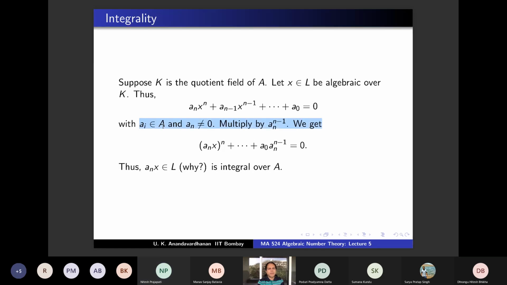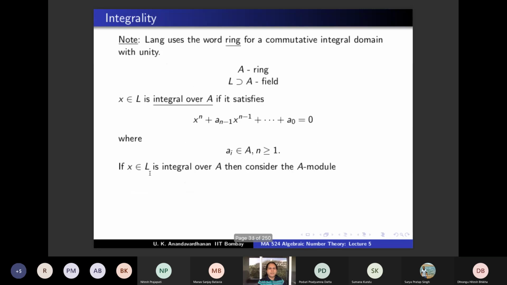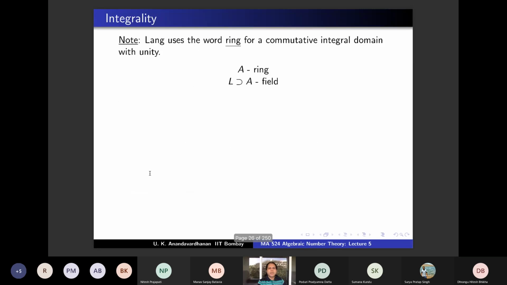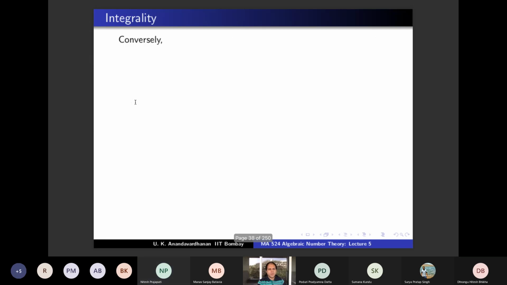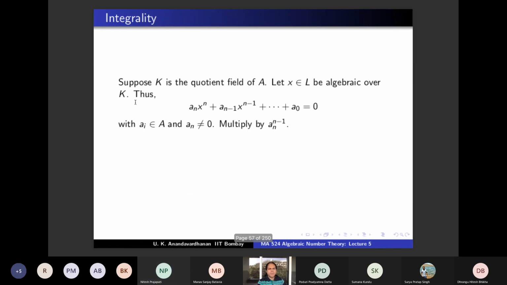Here, a_n is in A. Yes, sir. So a_n is in A, and our starting assumption is that L contains A. So a_n is in A, therefore a_n is in L. Agree? Yes, sir. Okay. So a_n is in L in particular, and x is from L, no? Yes, sir. Therefore, the product is in L.